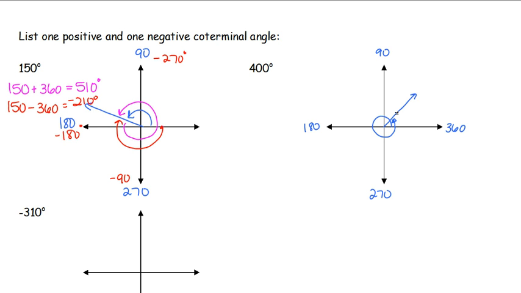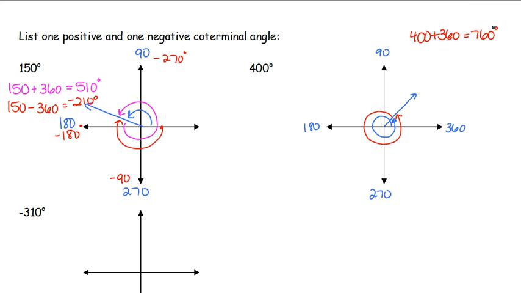We want a positive coterminal and we want a negative coterminal. Now there's a couple different ways that we can find this positive coterminal. Just like before, we can pick up where we left off at 400 and go one more time around. And that gives us 400 plus 360, and we get 760 degrees.